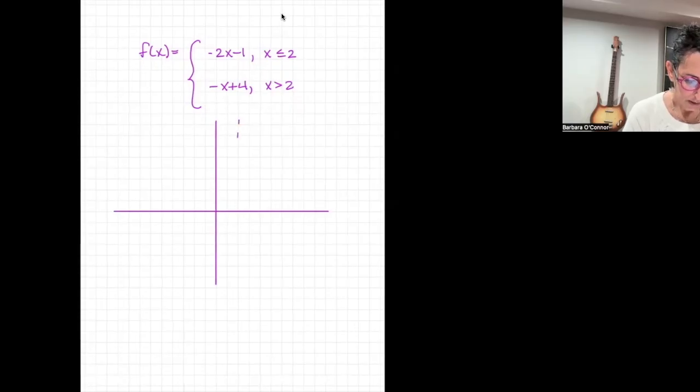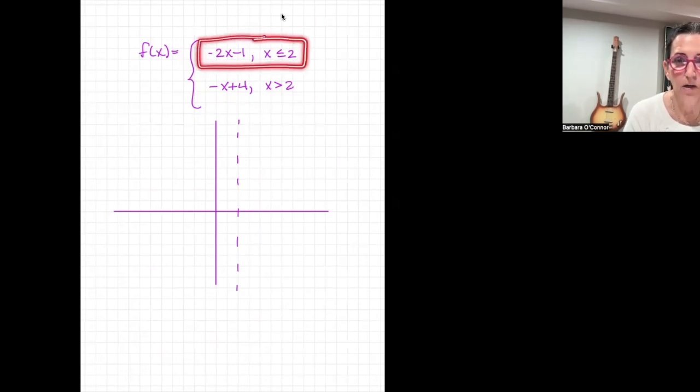I like to put a little dotted line at the cutoff point where one function is taking over from the other, just so I have a picture in my mind of where that's happening. So let's look at the first one. To the left of 2, when x is less than or equal to 2, I have this line, y equals negative 2x minus 1. So let's see what's happening at 2.